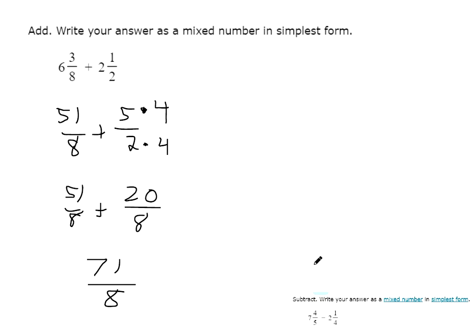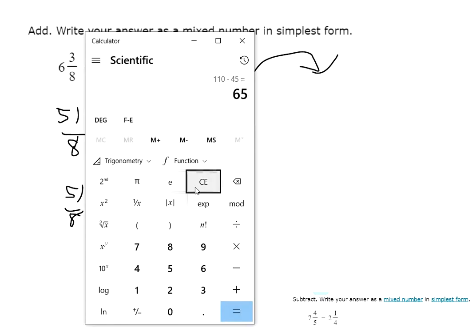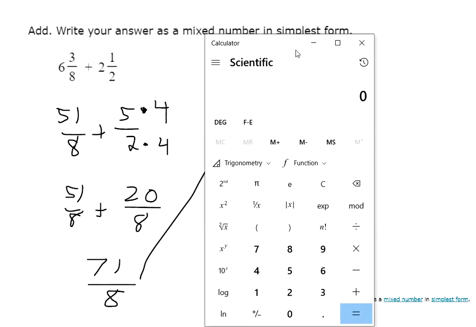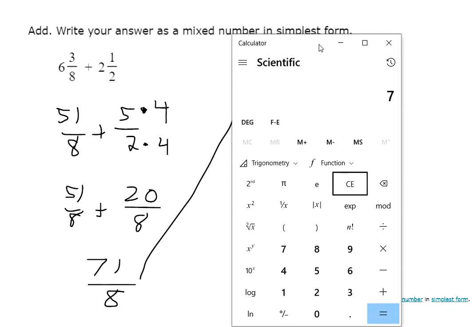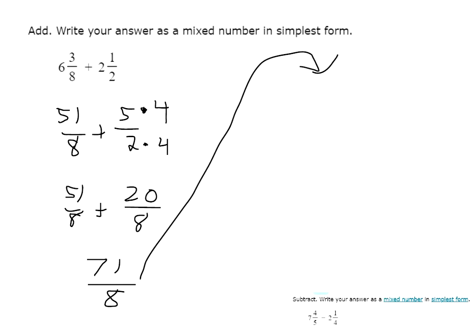But they want us to write our answer as a mixed number in simplest form. So to get this back to a mixed number, you could take out your calculator, or you could do some counting on your hands. But 71 is the top number. Divide that by the bottom number. So there's 8. 8 is the whole part. 8 fits into 71 8 whole times. And we keep the denominator as 8.